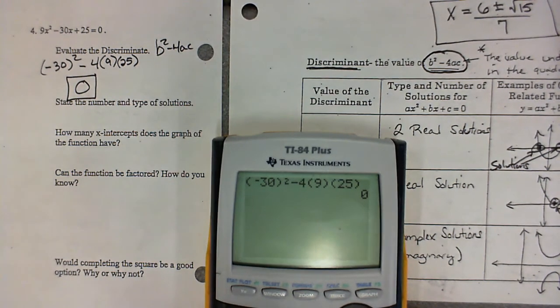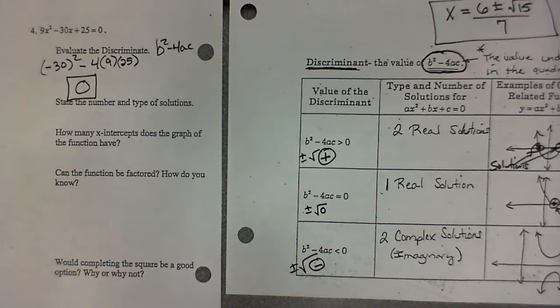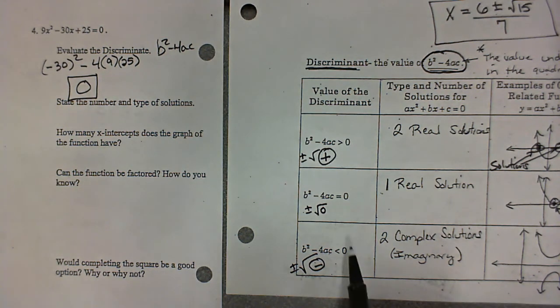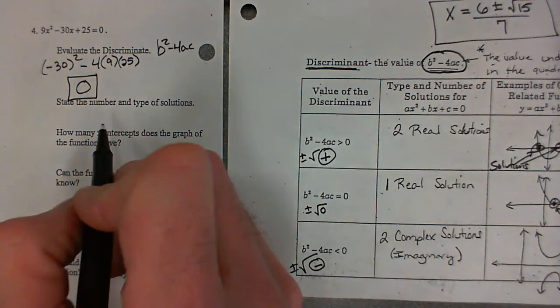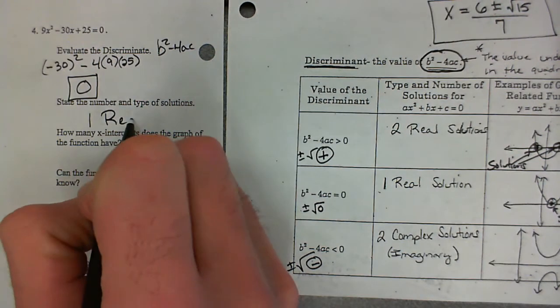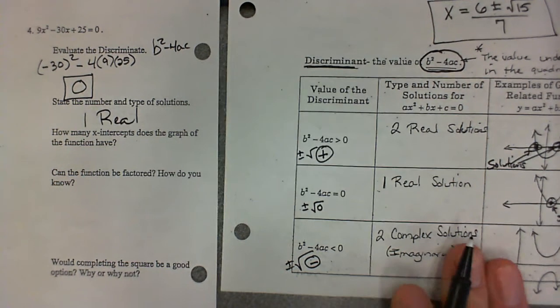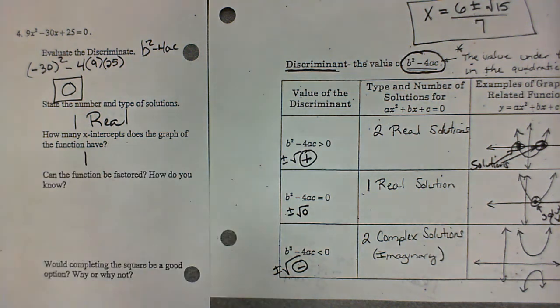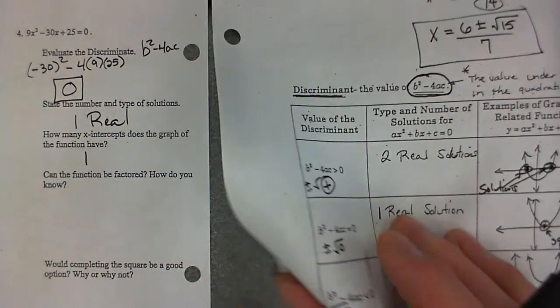Okay? So, what do we get? If the discriminant is 0, you're taking the square root of 0, which is just 0, so you're going to have one real solution. How many x-intercepts will it have? Well, if you have one real solution, that means your vertex is sitting on the x-axis, so you're going to have one x-intercept.